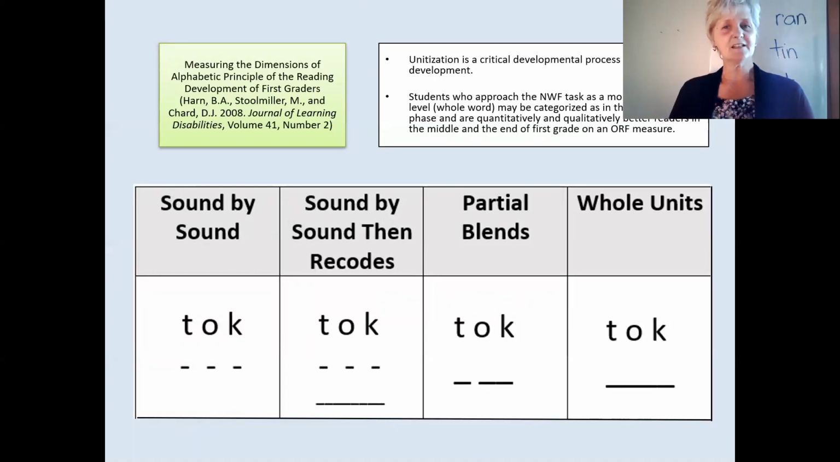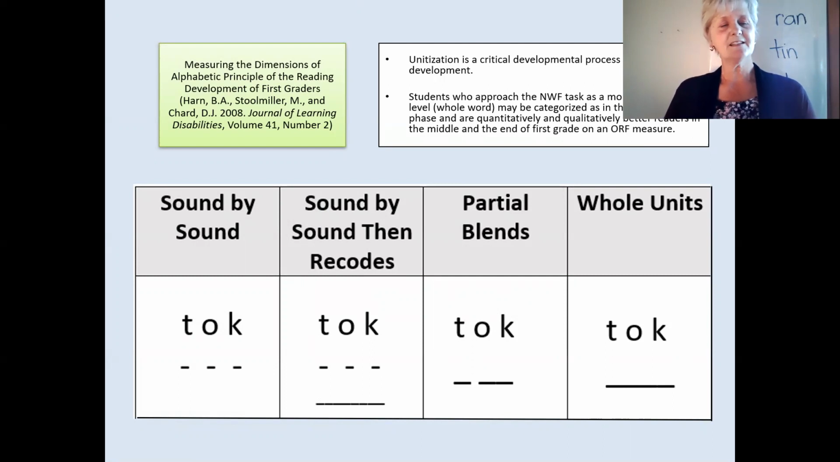And then I go to the next box, which is sound by sound and then recoding. This is where a lot of students were getting hitched up. So they would say the sounds, then recode. This is where the continuous blending routine comes in. So when I hear students saying the sounds and then recoding, now I'm cued in to the continuous blending routine. They need help moving from box 1 to box 2, and that's the continuous blending routine's job.